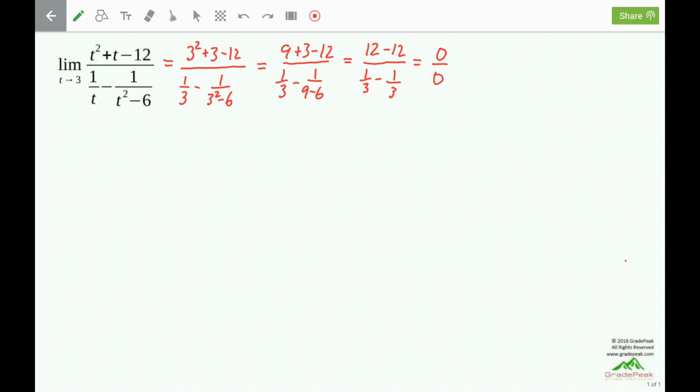We have the 0 over 0 indeterminate form. We will have to rework the problem. Since we have fractions within this problem, specifically in the denominator, we have that 1 over t minus 1 over t squared minus 6. We will have to use the common denominator method. We therefore need a common denominator between those two terms. T squared minus 6 doesn't factor any further, so the common denominator will need to be t times the quantity of t squared minus 6. So that's what we're going to do now, is get the common denominator between those terms.